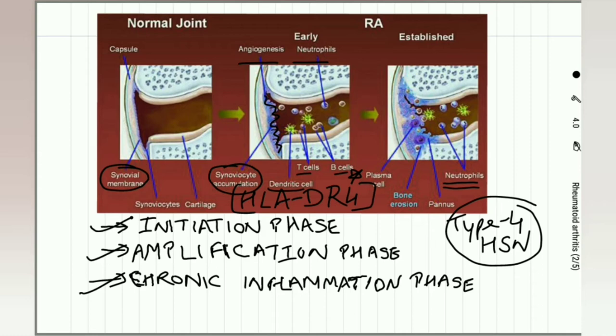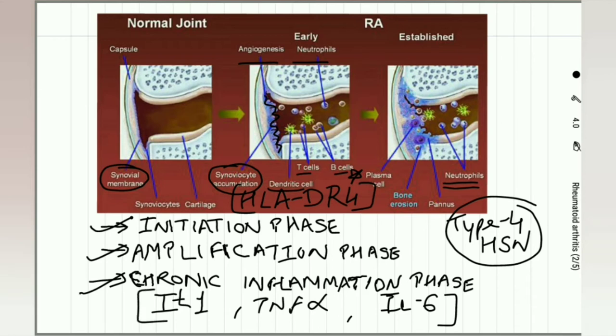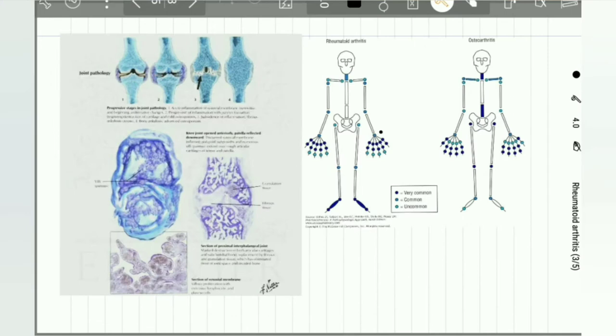And then last is the chronic inflammatory phase, which occurs because of cytokine release. The most important point to note here is that the cytokines are interleukin 1, TNF alpha, and interleukin 6. These are very high yielding points. Never forget these cytokines, these are very important. It is because of this cytokine release that immune destruction and deformity of the joints occur. So now let's move on towards the clinical manifestations of the disease.